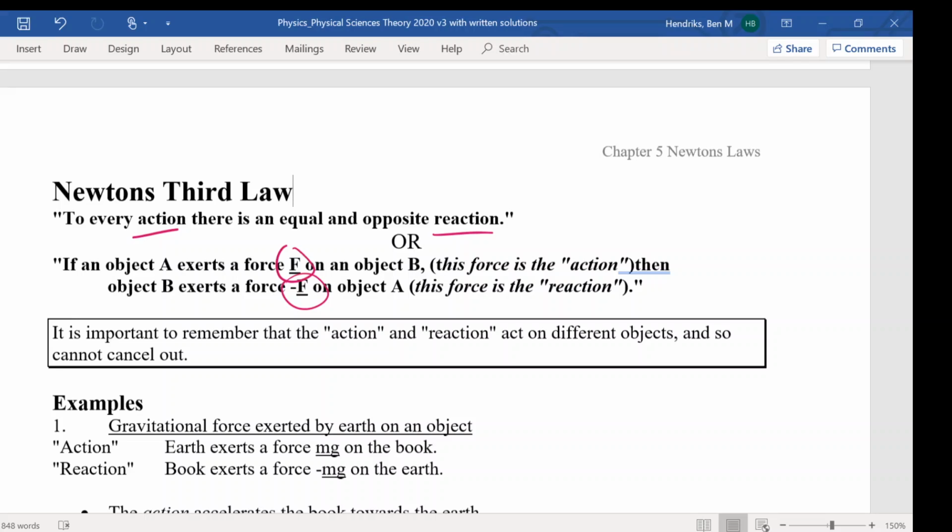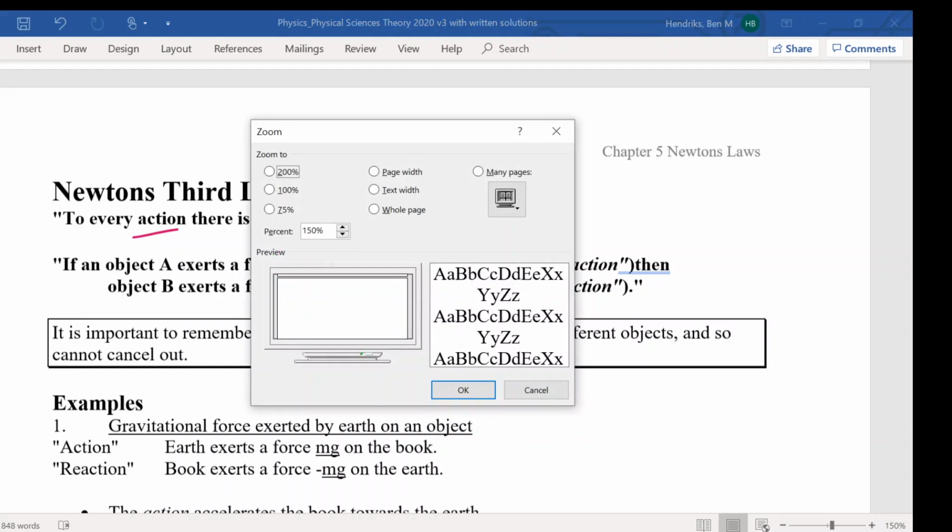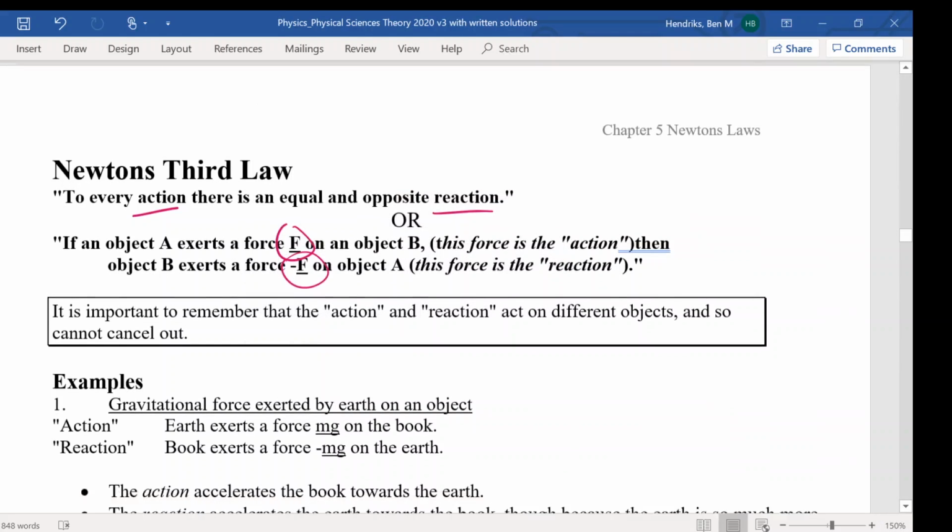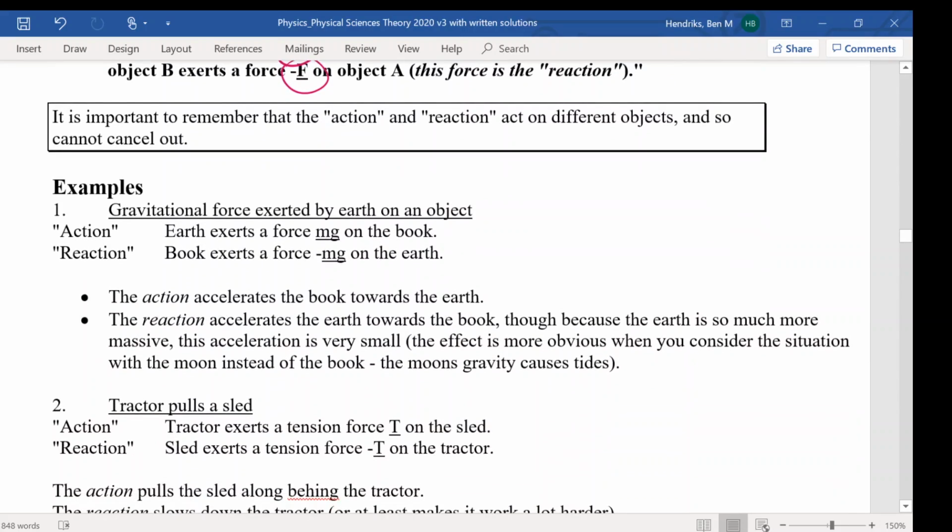And in the box it says it is important to remember that the action and reaction act on different objects and so cannot cancel each other out, and we'll talk about that in an example later. So we'll go through a few examples here.